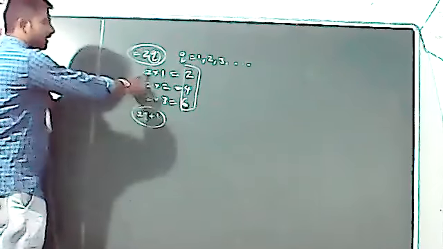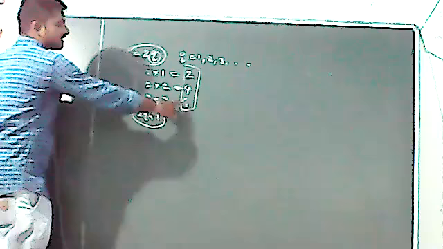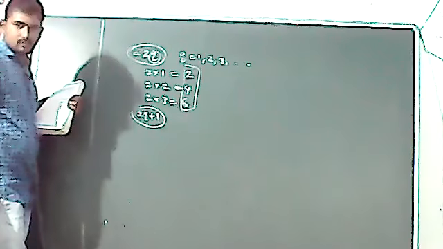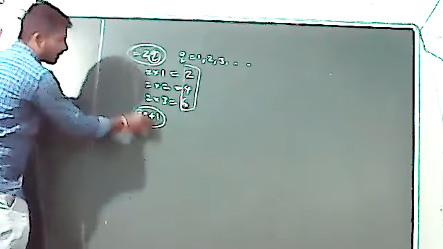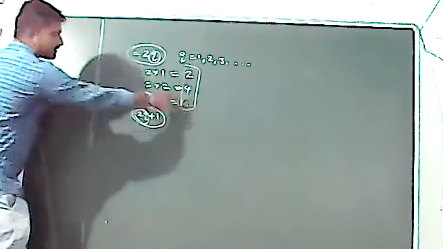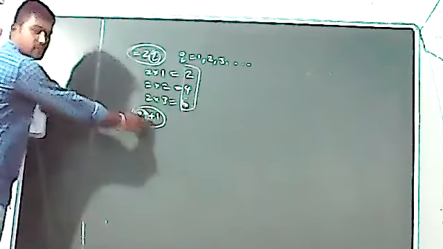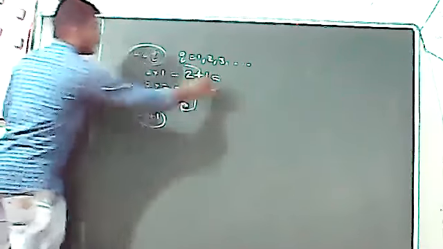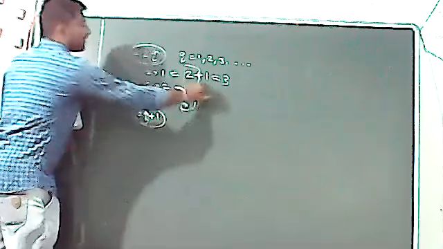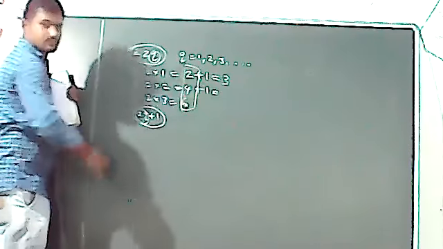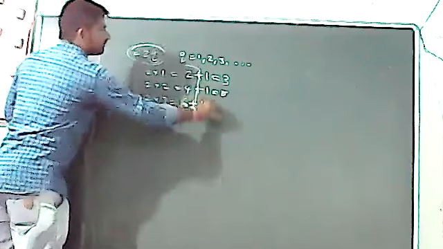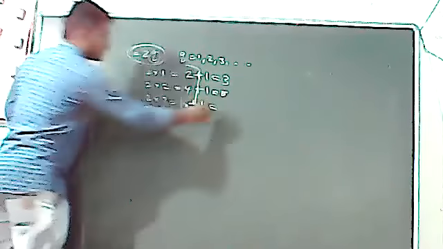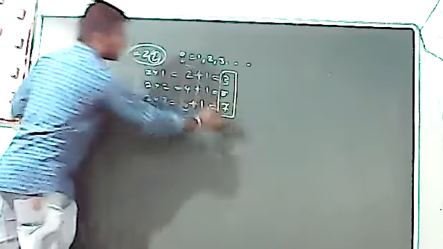We are already finding 2q values: 2, 4, 6. If we add 1 to these results, 2 plus 1 is 3, and next 4 plus 1 is 5, and next 6 plus 1 is 7. You can observe that these are all odd positive integers or not? Yes, sir.